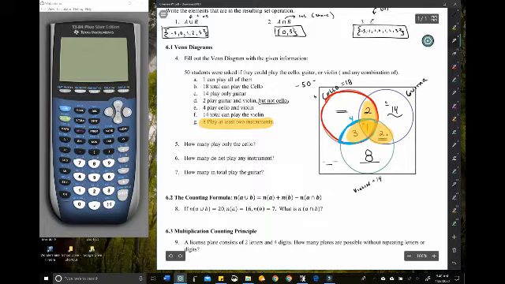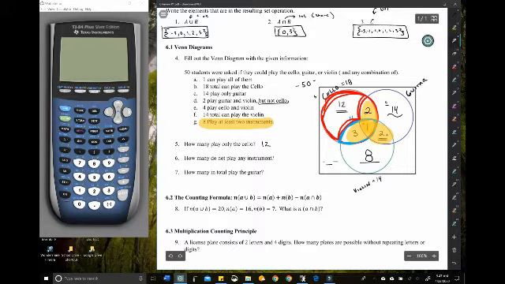So how many play only the cello? That is this part. Only the cello. Well, we'll take 18 minus 2 minus 1 minus 3, which is 12. 18 minus 6, essentially. Okay? So 12 play only the cello.